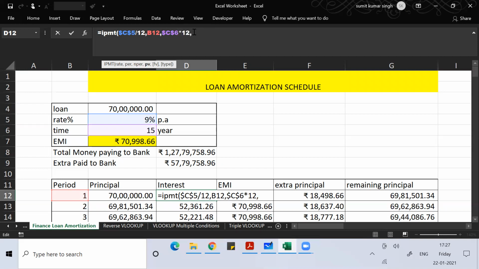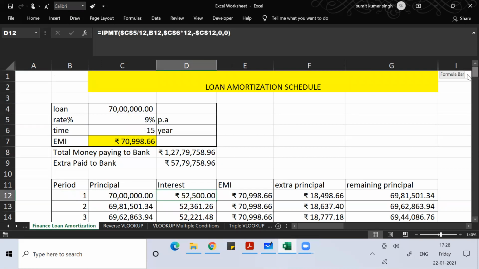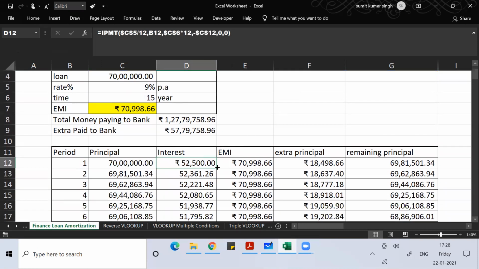PV is your loan principal. Fix that cell, and put a minus sign on it. Then FV put 0, type put 0, close bracket, enter. So you can use this formula, either you can do it mathematically or you can use this formula.